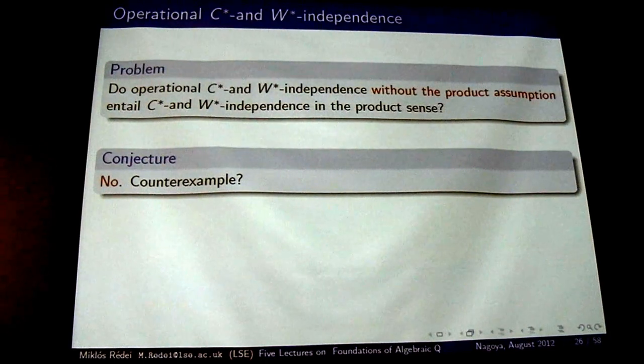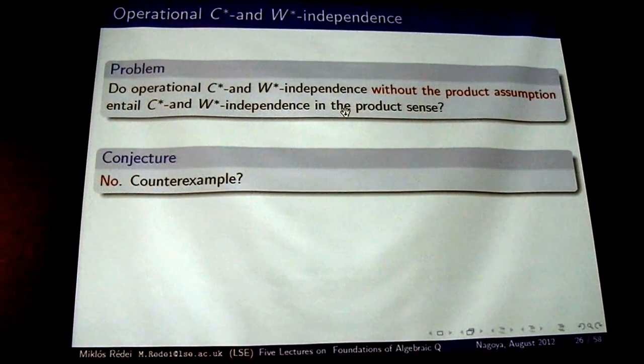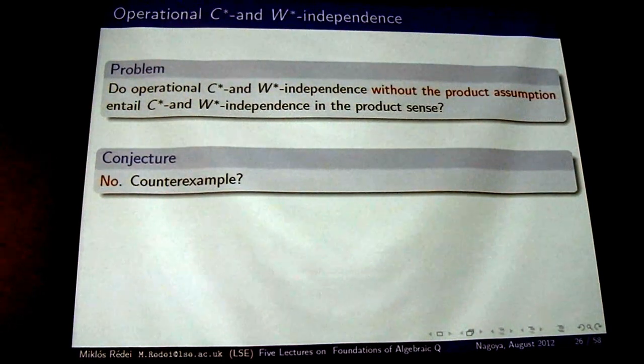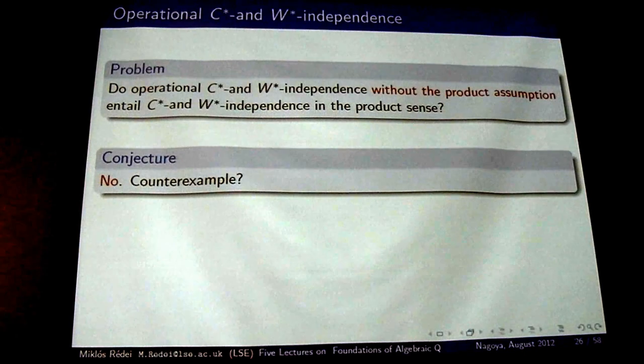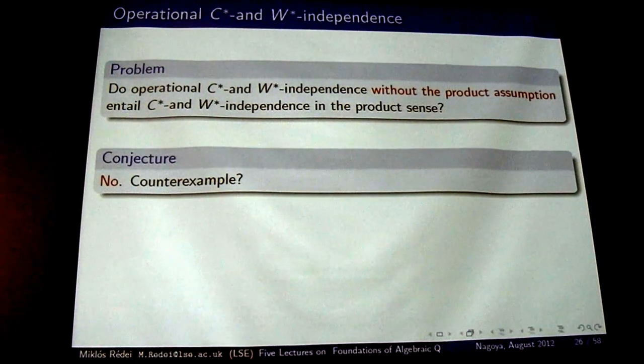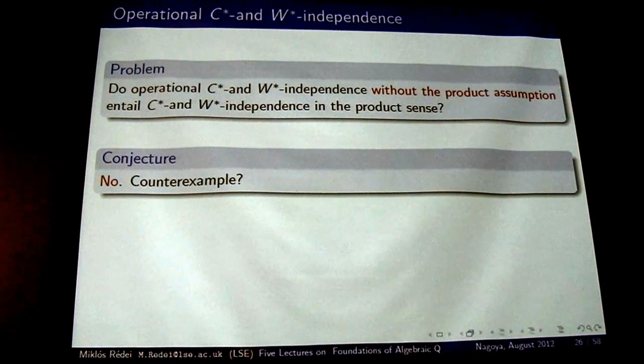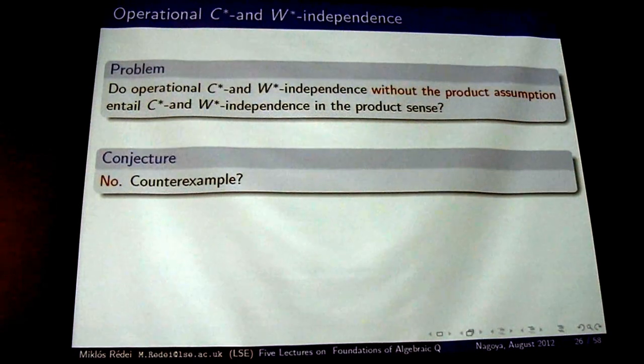the significance of that would be that if you have an operational condition for the tensor product structure to be present, if it turned out to be the case that operational C-star and W-star independence without the product assumption entail the C-star and W-star independence in the product sense, because we know that W-star independence in the product sense entails the tensor product structure. It's equivalent in the case of commuting algebras. So no counterexample is known, but I think the conjecture is true.